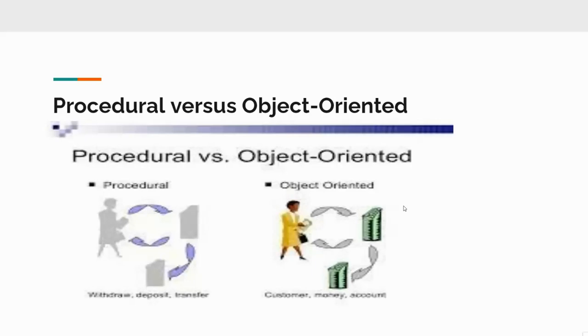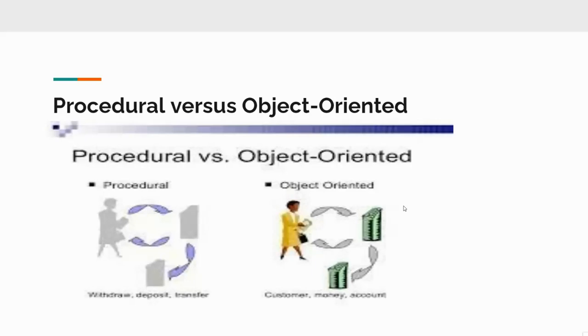Okay, so that's how to interpret OOP. In procedural, you focus on the transactions, the procedures that happen within that particular scenario or system. In this case, the bank is the scenario. So there are transactions or processes involved in a bank: cash withdrawal, cash deposit, cash transfer. If you want, we can add balance inquiry. So that is your focus. Whereas in OOP, you focus on the object.